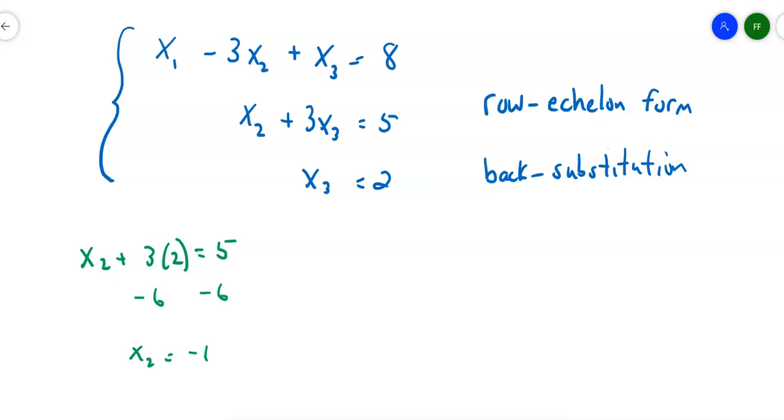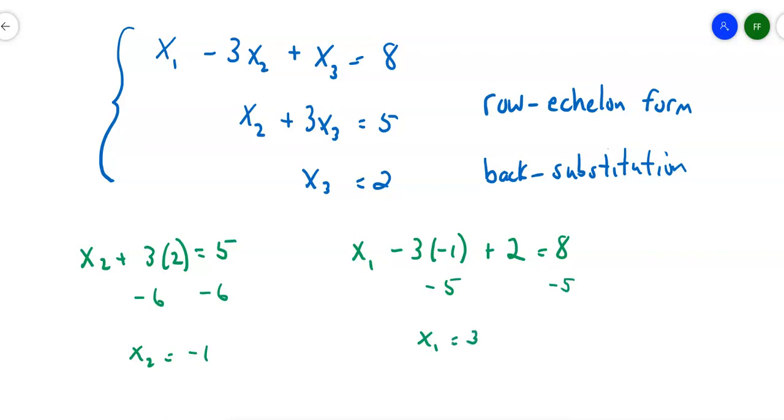Now that you have that, you can go back to the first row and say x sub 1 minus 3 times negative 1 plus 2 is equal to 8. All right, so that makes a 3 plus 2 is 5. So subtract a 5 from both sides, and I get x sub 1 is 3.